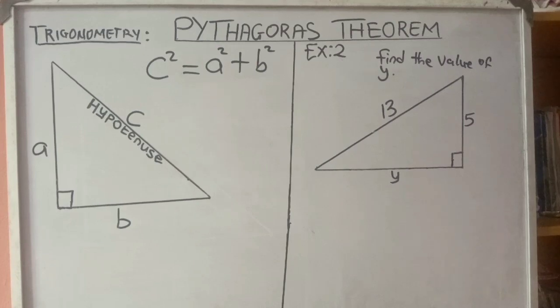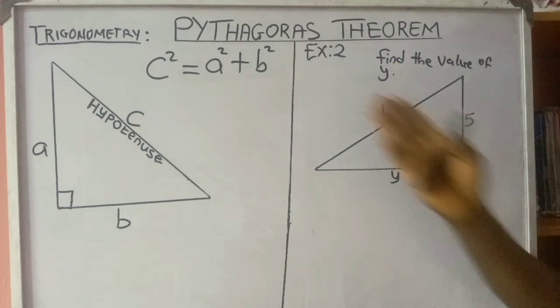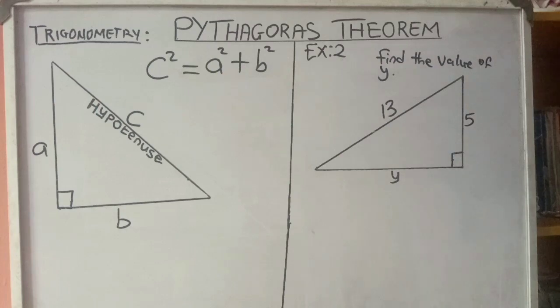Here is another example. Example 2. The question says find the value of y. As you can see from the diagram, we have the sides 5, 13, and y. Y is the unknown side that we have to find. All right, so how do we approach this one? We have to consult our rule, which is called Pythagoras theorem.